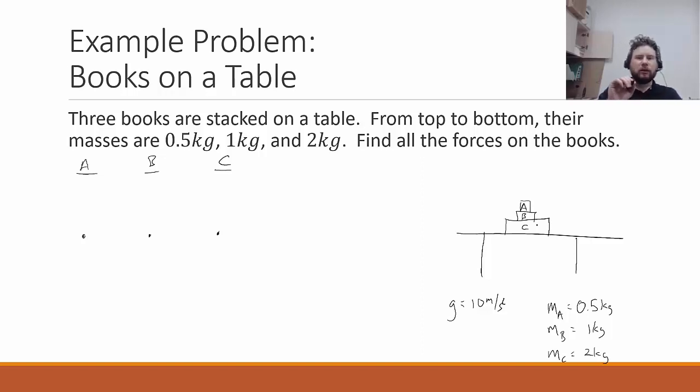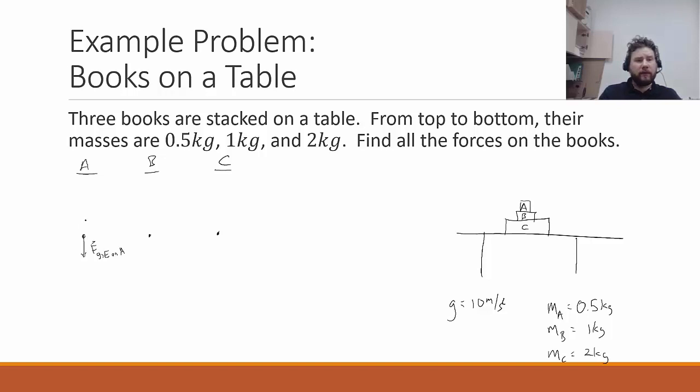Okay. So for object A, we'll start there. A is only touched by B, whereas B and C are touched by the thing that is both below and above them. Object A has its own weight, so I'm going to draw a downwards arrow for that force. I'll always use capital F for all forces. The type is gravity, so I'm going to use a subscript G. The object is going to be by the Earth. I'll use E for the Earth on A, because the Earth is the thing that pulls you down. Gravity is how it pulls you down.